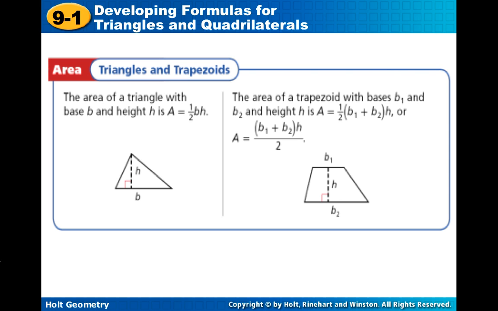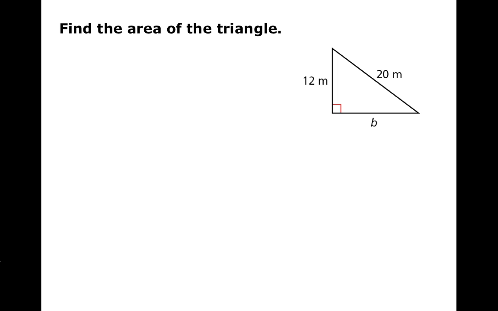All right, so how do you figure with those? Let's find the area of the triangle. You've done some triangles on your worksheet, so this is a little harder one. You have to figure out the missing measurement. Find the area of the triangle. First find your missing side.